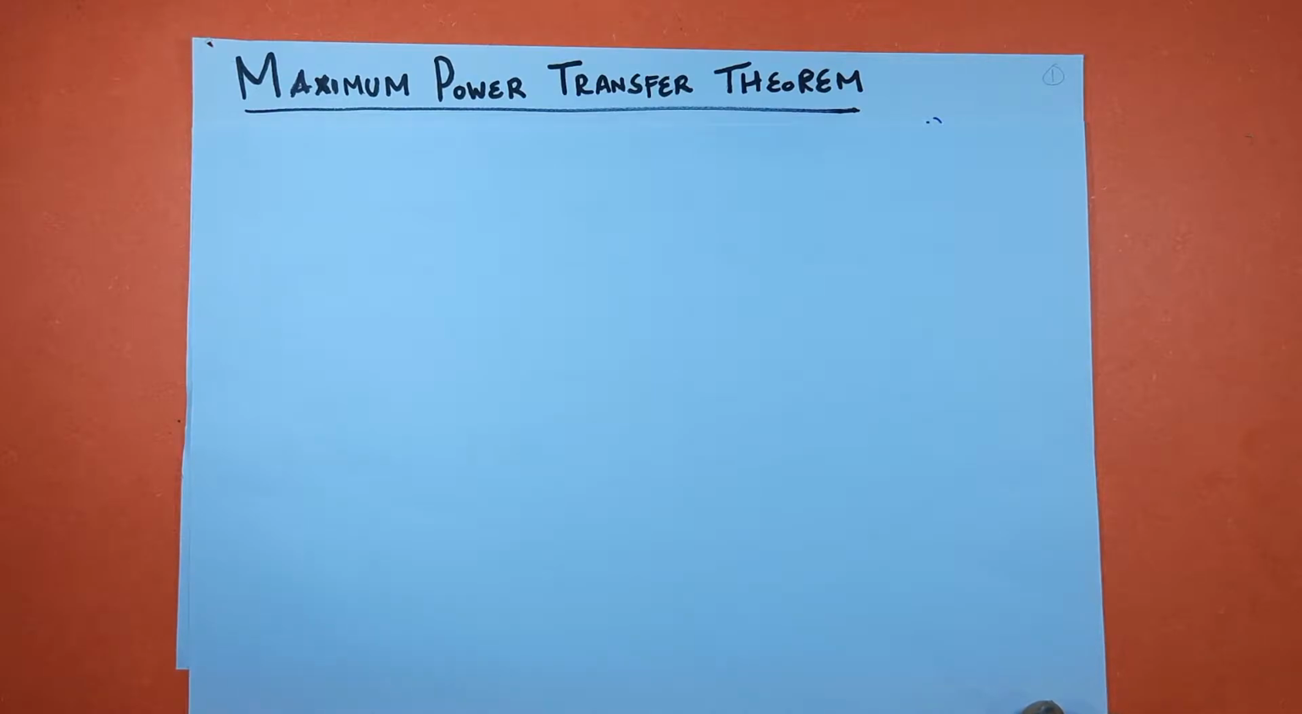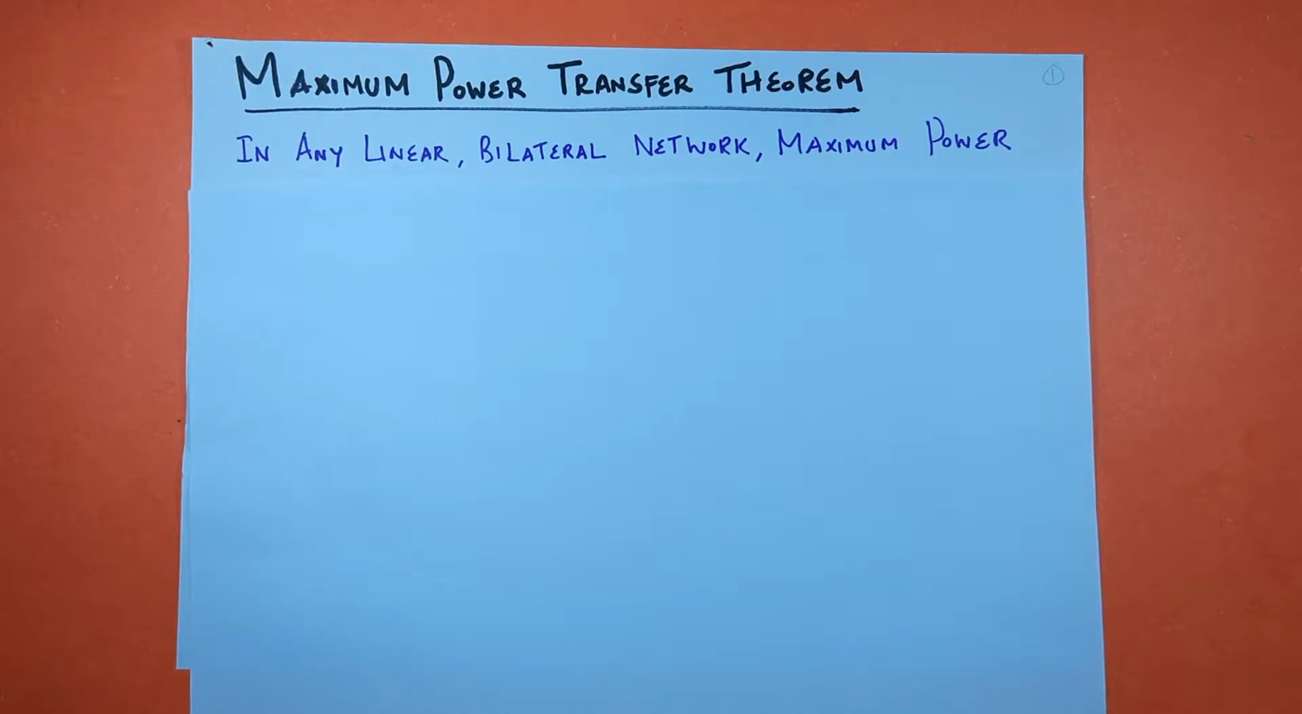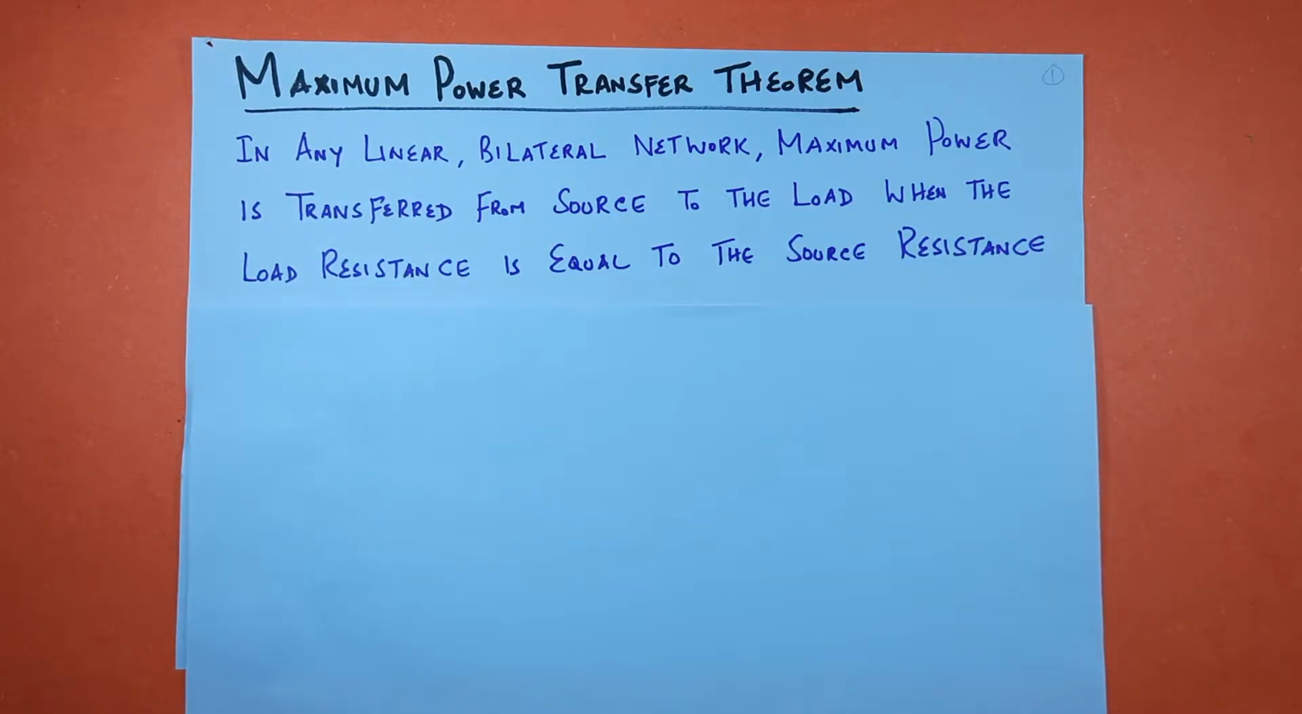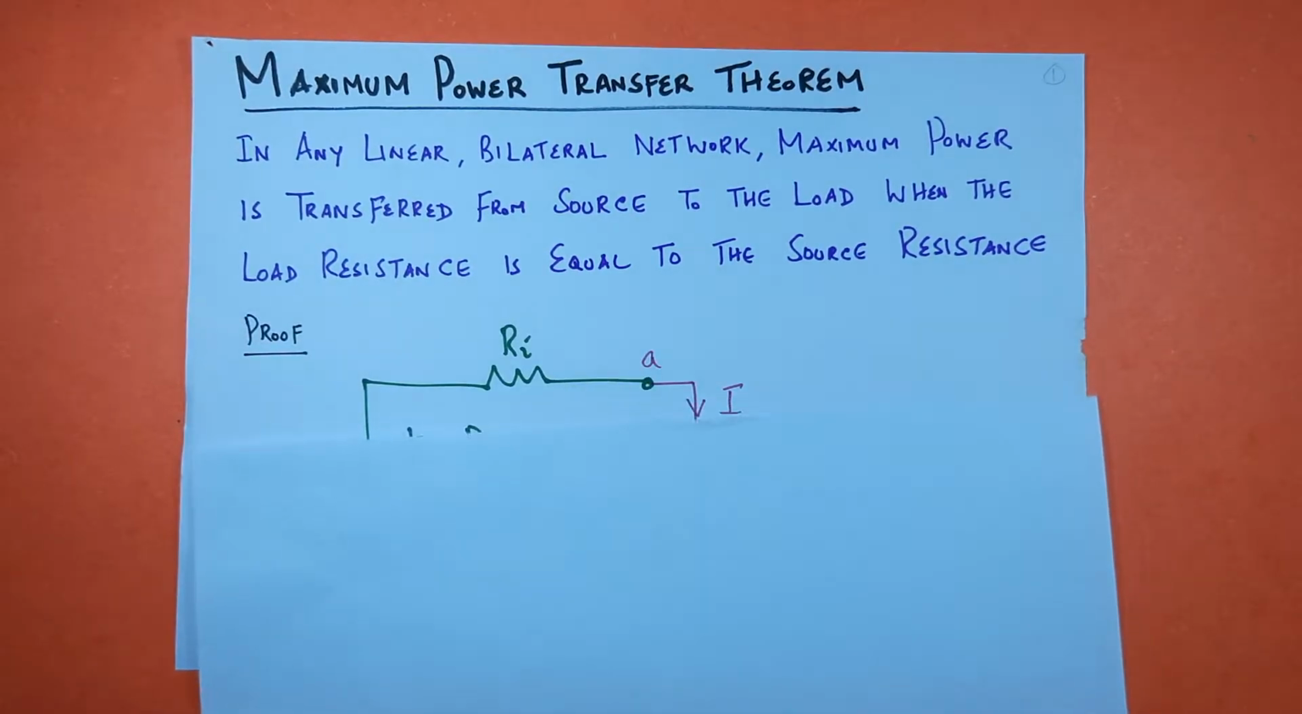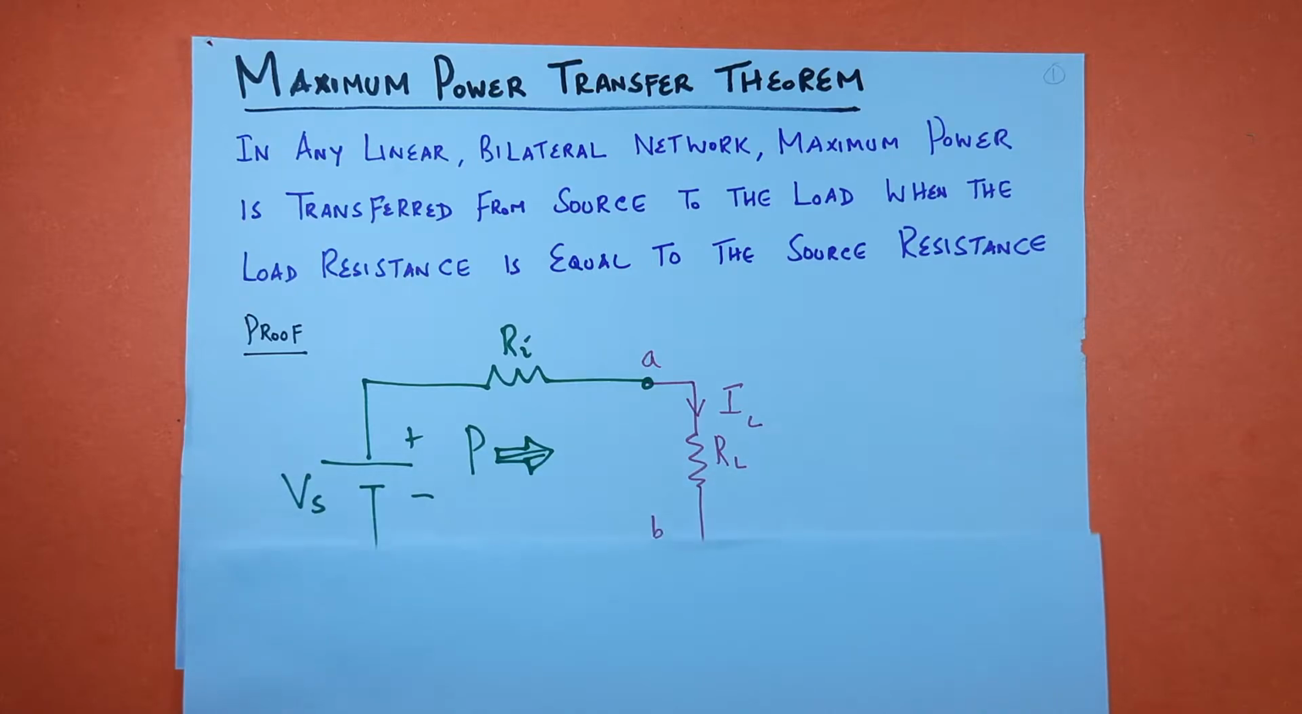Next, we will move on to the theorem called maximum power transfer theorem. The statement of the theorem is this. Maximum power transfer theorem states that in any linear bilateral network, maximum power is transferred from source to the load when the load resistance is equal to the source resistance. So we shall see the proof for this theorem.